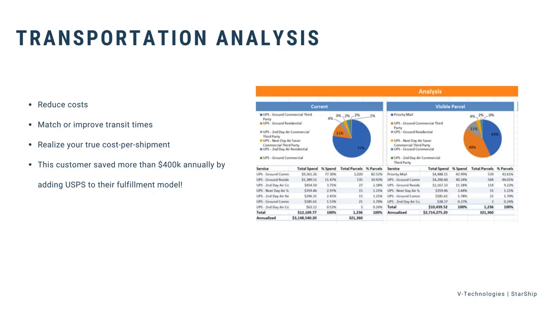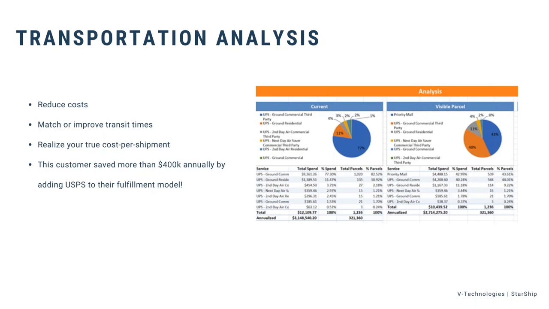For a lot of your e-commerce shipments, there's a lot of savings that can be had by shifting some of that volume to the post office. StarShip has the ability to give you access to heavily discounted postal rates comparable to the Commercial Plus pricing through the post office without any of the volume restrictions.